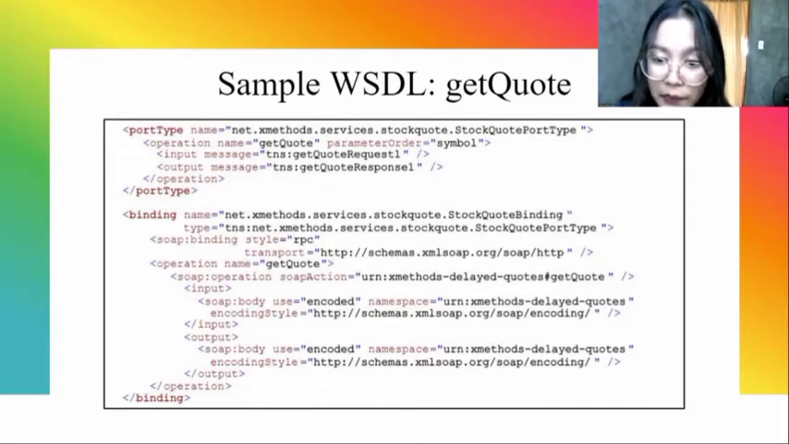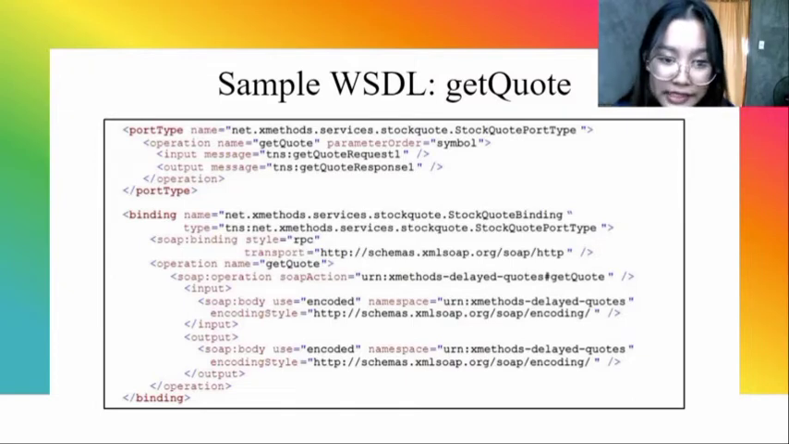In this example, we have an operation named getCode. It has an input message that will send the data as getCode request and will receive the output message as the getCode response.